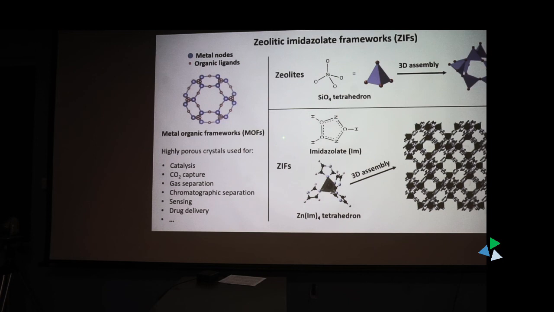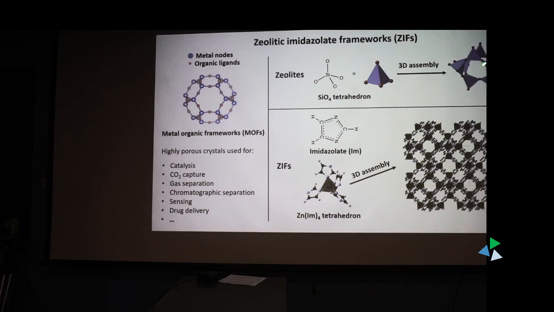Okay, so ZIFs are a kind of metal organic framework, and why do we call them zeolitic and imidazolate framework? First, the word zeolitic, because they are very similar to zeolites, which are minerals that are found in nature. Zeolites are made like this. There is a central silicon atom coordinated with four oxygen. So this makes a tetrahedron like this. And when you assemble those tetrahedra, you can build a very nice structure, porous structures like this. You can see at the middle there is a vacuum, so it's very porous.